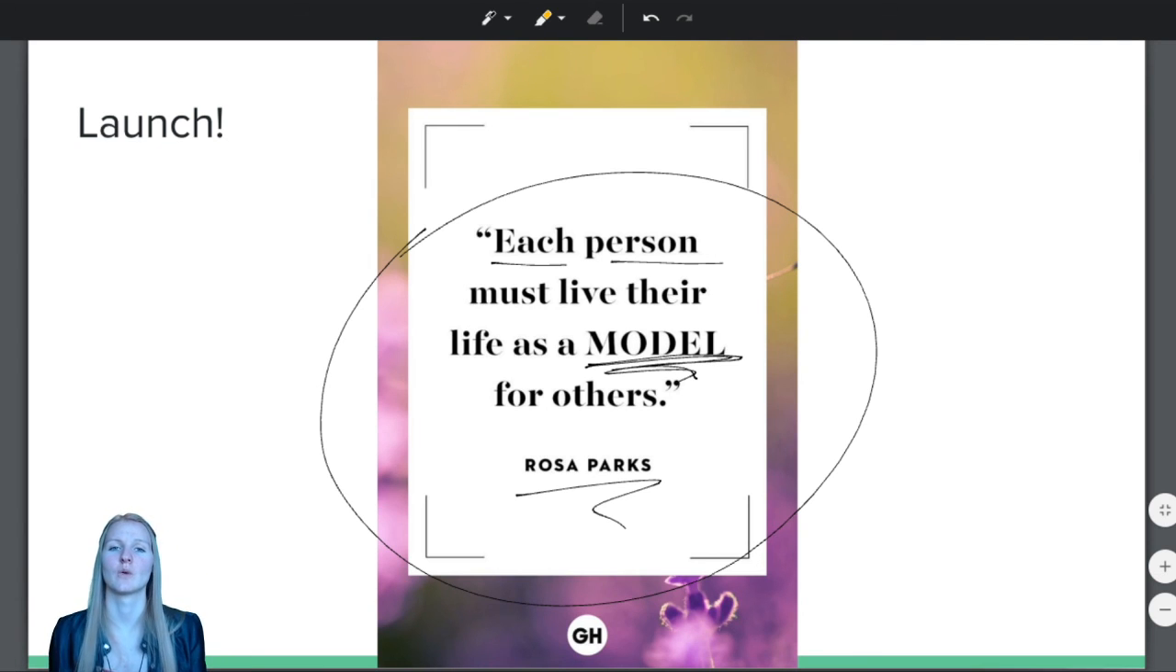Live your life in a way that other people want to emulate, not in a way where people are going to go, oh, ugh, we need fewer people like you in the world. No, we want more people like you in the world. So, live your life as a model for others. That is my launch for you today. Take it with you as you go throughout your day.